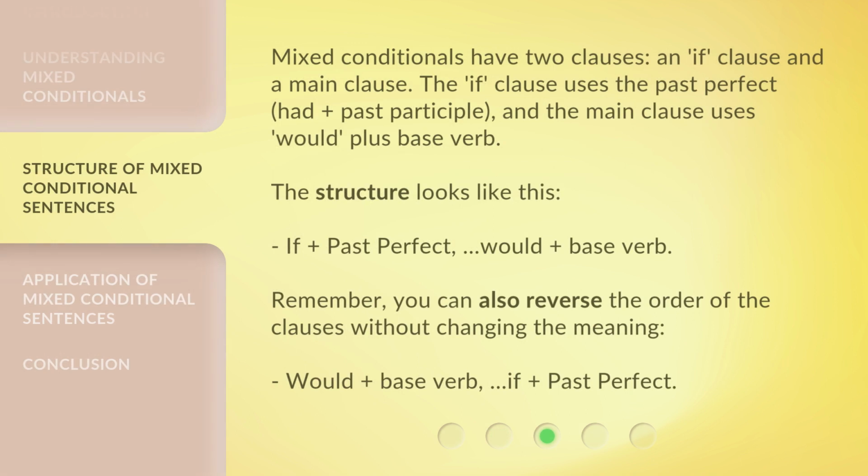Mixed conditionals have two clauses, an if clause and a main clause. The if clause uses the past perfect, had plus past participle, and the main clause uses would plus base verb. The structure looks like this: if plus past perfect, would plus base verb. Remember, you can also reverse the order of the clauses without changing the meaning: would plus base verb, if plus past perfect.